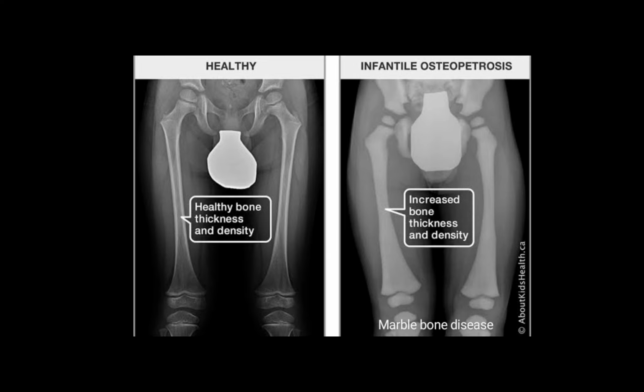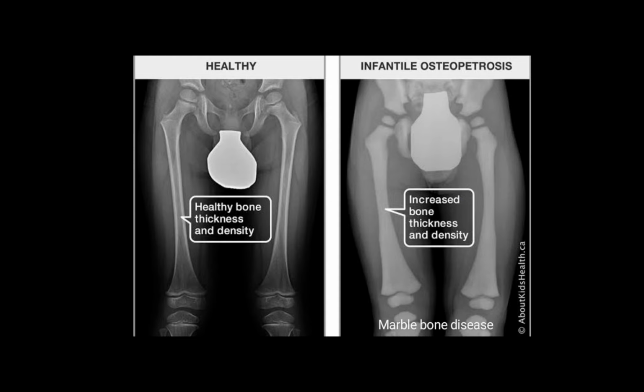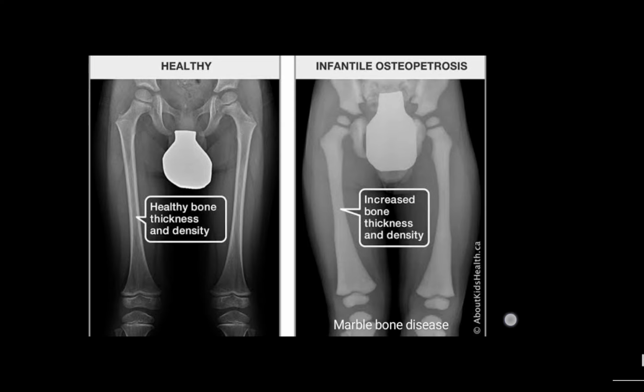Then next we have the image of infantile osteopetrosis. Infantile osteopetrosis means increased bone thickness and density, also known as marble bone disease. Here, see, somewhat black is there, but here it is fully white. The bone thickness and density have increased. This is also known as marble bone disease.